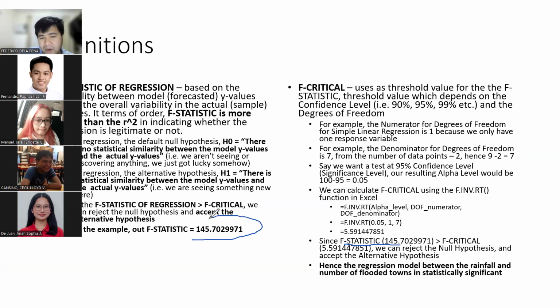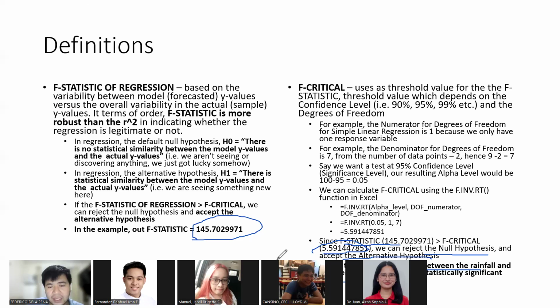Now we can compare that value with the F statistic, right? Our F statistic from our regression results is 1.4570, and this is greater than our F critical. And therefore, we can now reject the null hypothesis and accept the alternative hypothesis. Therefore, the regression model between the rainfall and the number of flooded towns is statistically significant. So it means we discovered something new. And that's how the F statistic works.